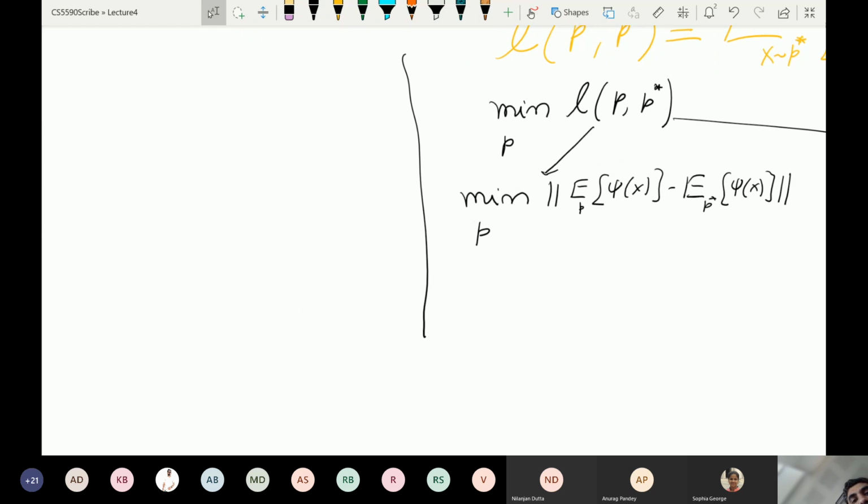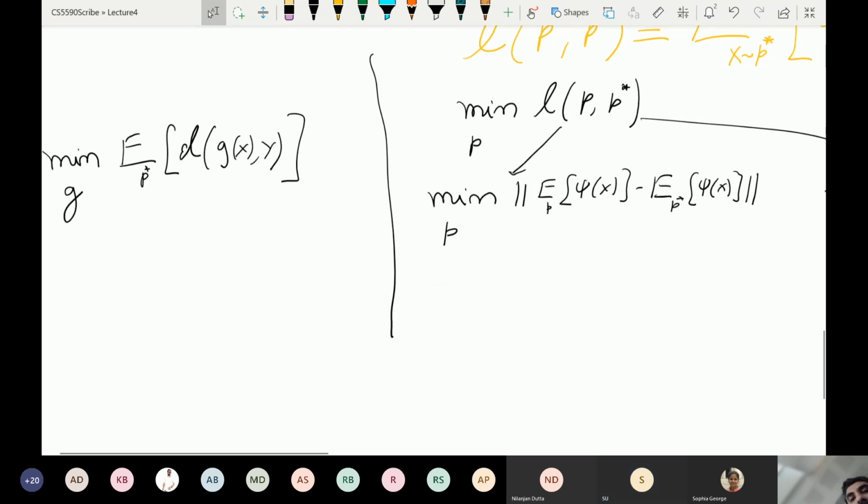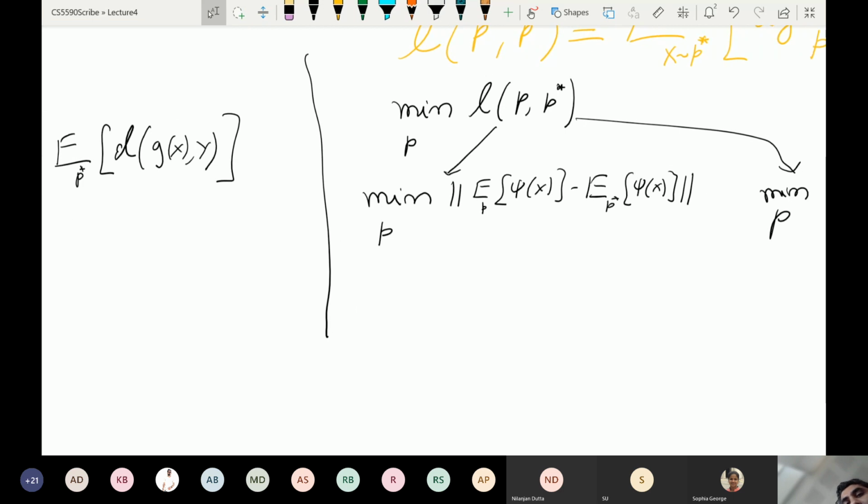Now what was the case in ERM? In case of ERM, what was the problem we had? We wanted to minimize G. There was also an expectation again with respect to P star of the loss of G of x comma y. Is this fine? Shall I proceed? Yes, sir.